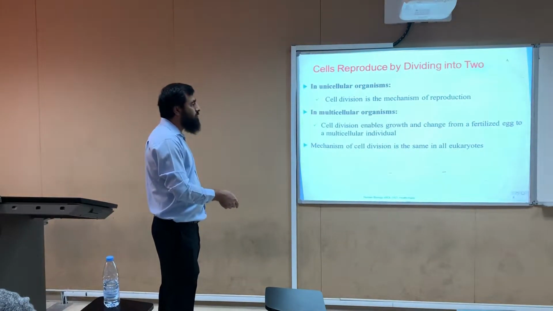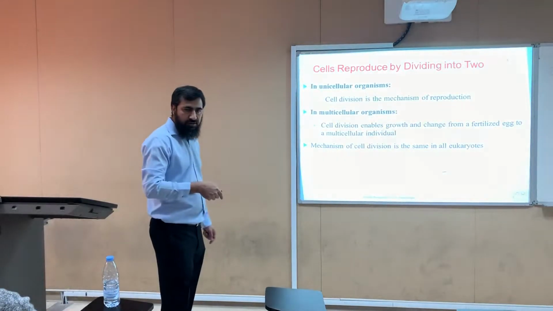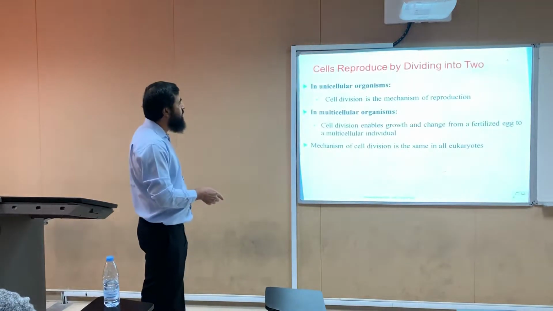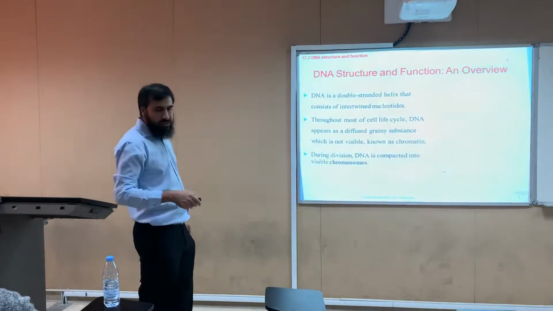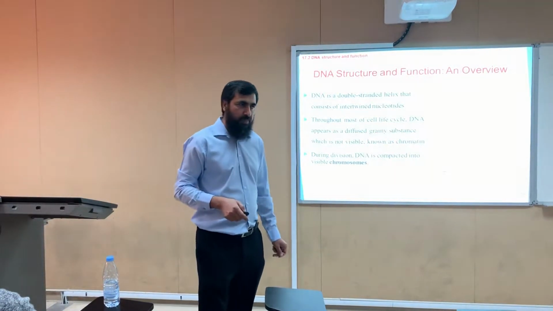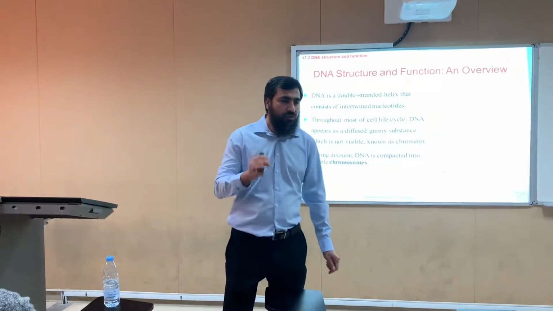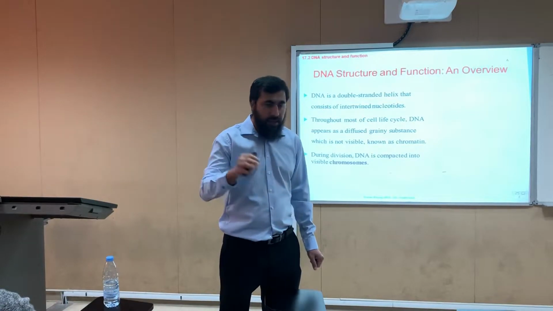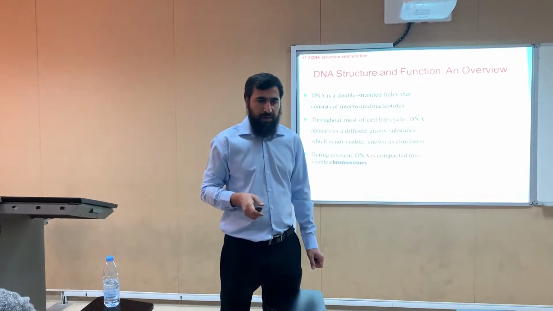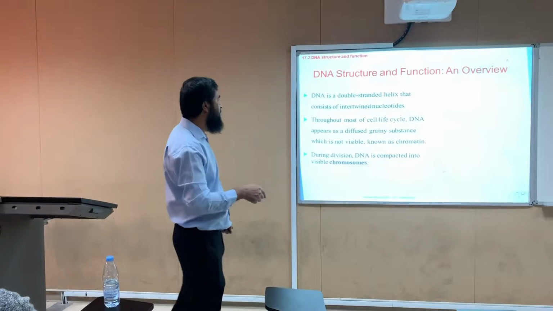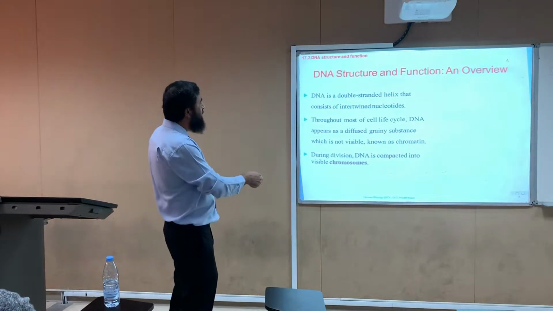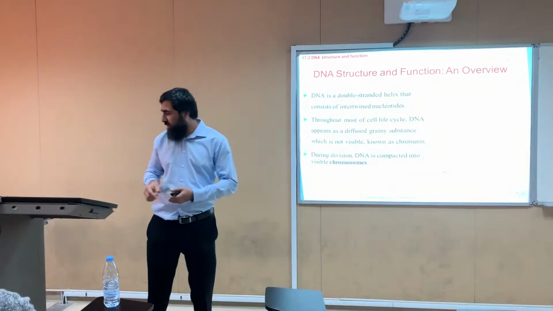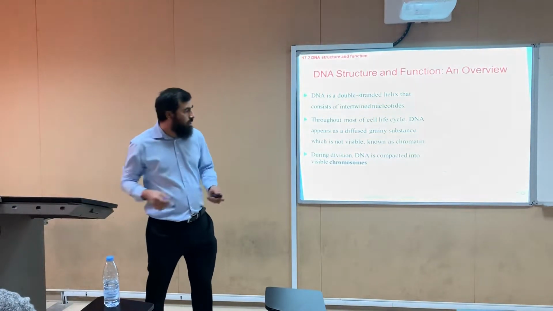Now in eukaryotes, the mechanism of cell division is the same in all the eukaryotes. If we have a look at the structure of the DNA, because remember the DNA controls the activities of the cell, it's very important that the new cell has an exact copy of that DNA. So we just need to cover what the DNA looks like. DNA is what we call a double-stranded helix.